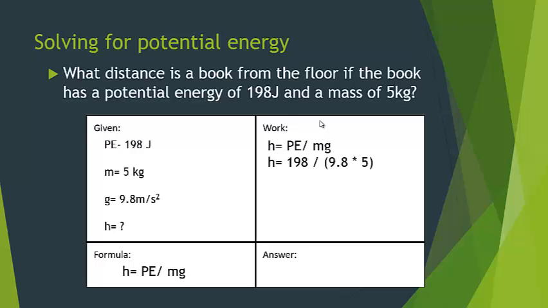So the first thing we would do is multiply 9.8 times 5. That would get us 49. So at this point, we divide 198 divided by 49, and you plug it into the calculator just like that. 198 divided by 49, and we'd get an answer of 4.04. So we take that 4.04, put it into our answer box, and attach our unit, which is the meter. So using this formula, we figured out our height of the book above the surface is 4.04 meters.